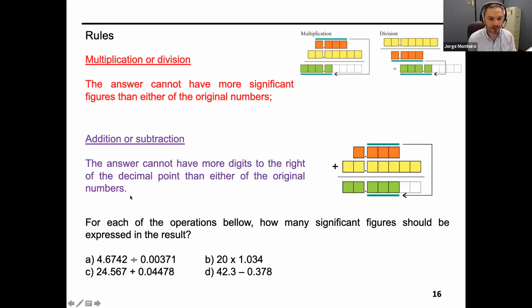The best way to learn this is by doing some exercises. I want you to try to figure out how many significant figures should be expressed in the result for this example here. I will give you a couple minutes to think about it, and then we will solve together. Focus now on how many sig figures you need to have. I'm not interested in the result here for now.